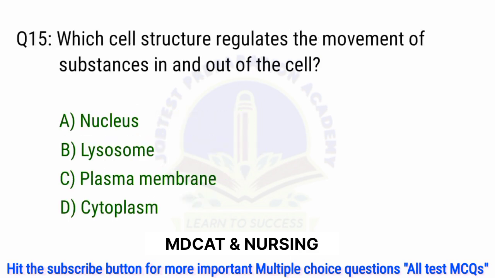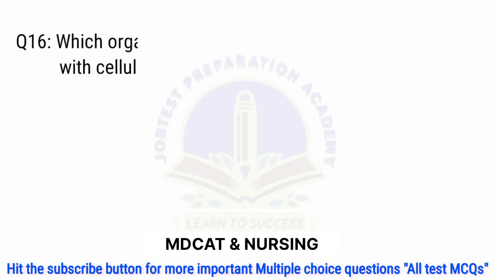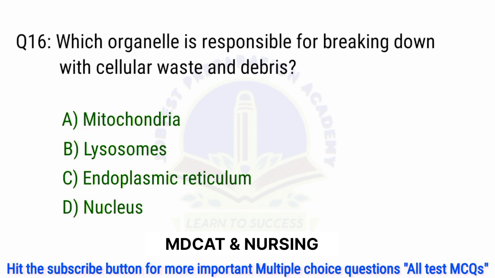Question number 15. Which cell structure regulates the movement of substances in and out of the cell? The right answer is option C, plasma membrane. Question number 16. Which organelle is responsible for breaking down cellular waste and debris? The right answer is option B, lysosomes.